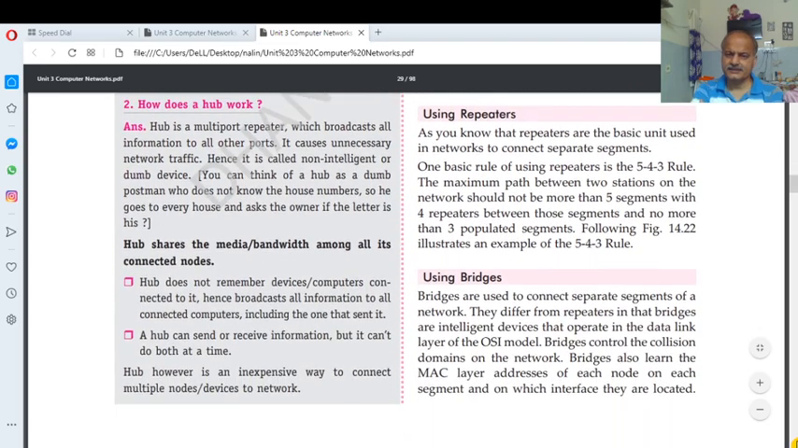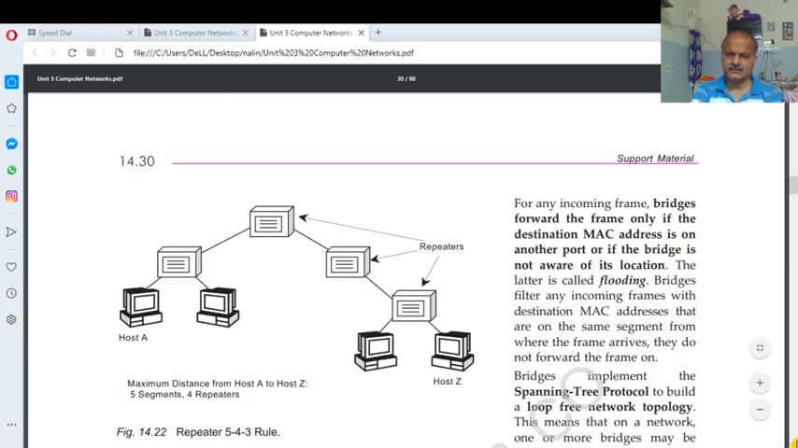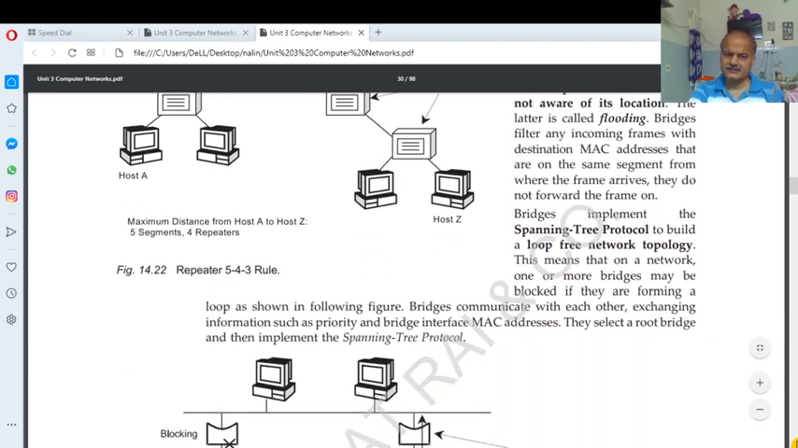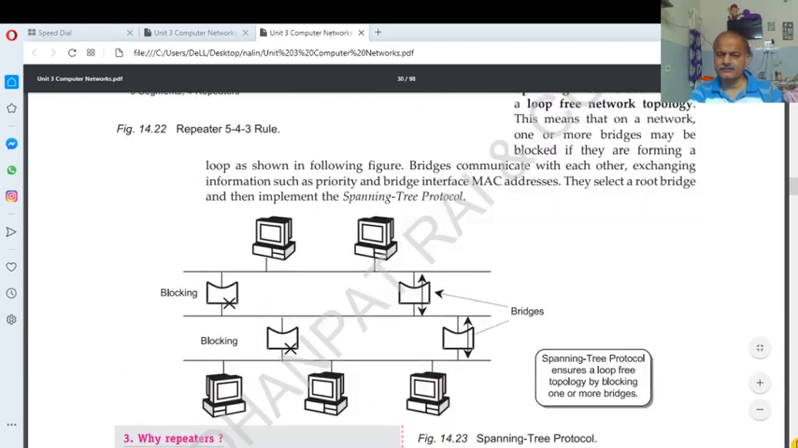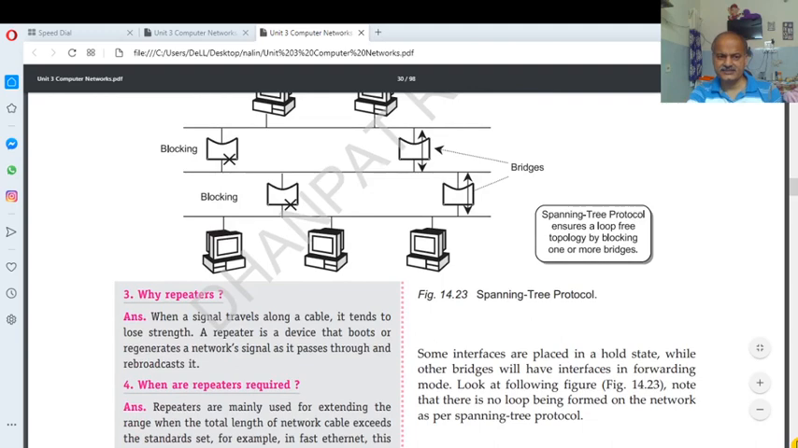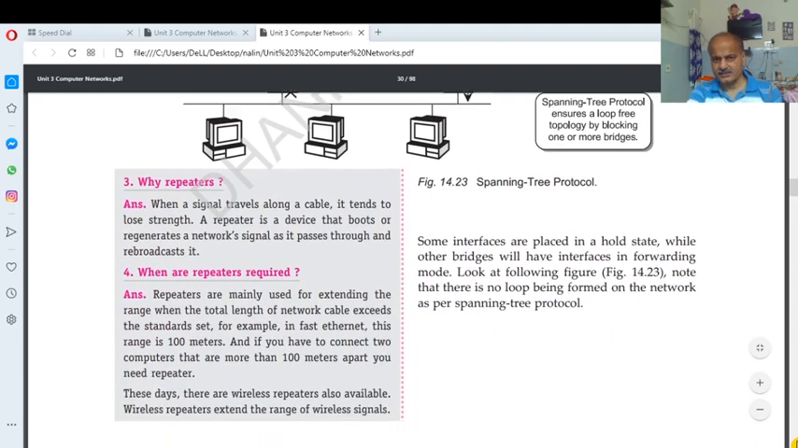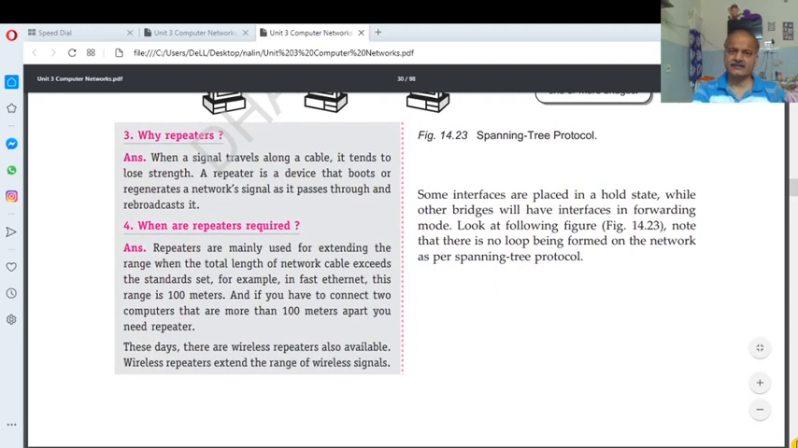Using repeater, bridge, we understand why we use the repeater or the other devices. You only have to remember the definition of these things. Two examples are given here, so please note it. Why repeaters?